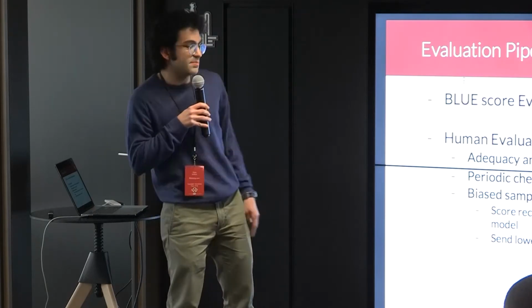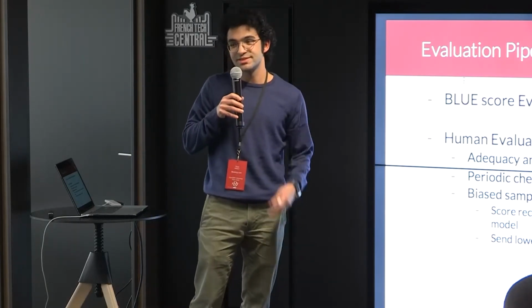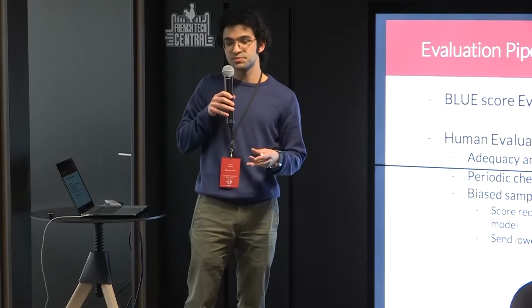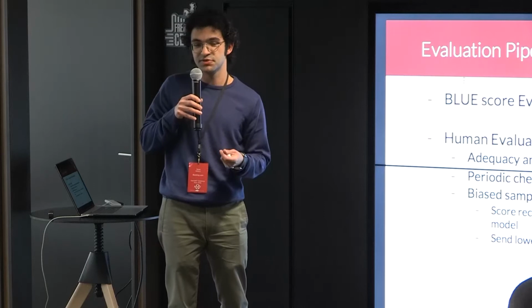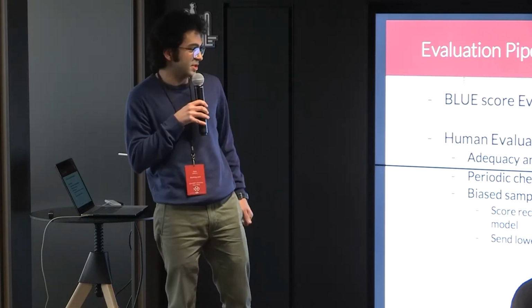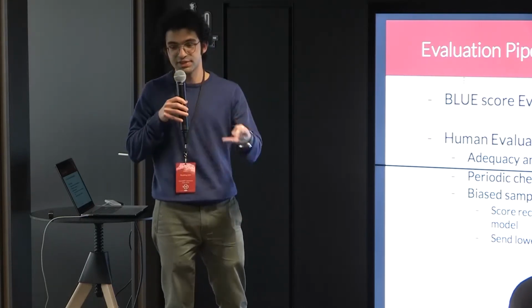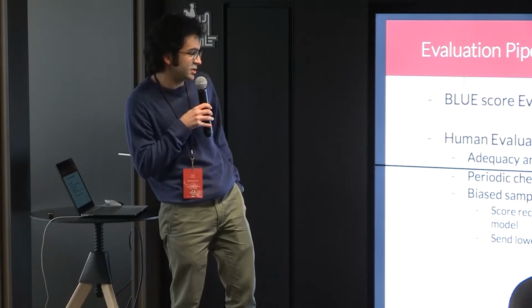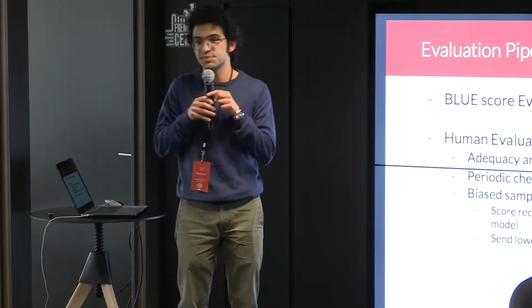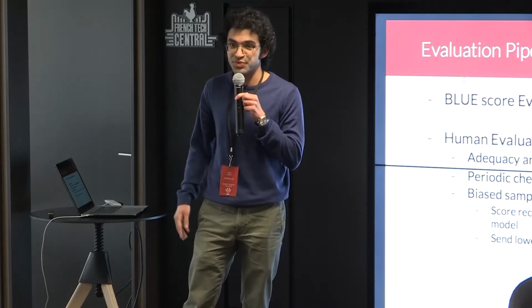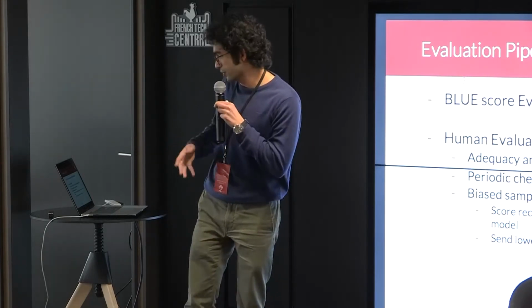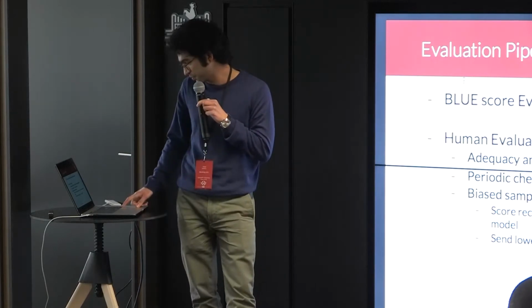And we have biased sample evaluation, where we try to detect the sentences with a high probability of having errors in the translations, and we try to evaluate these by humans also, to see what kind of mistakes are produced and how to tackle these issues.